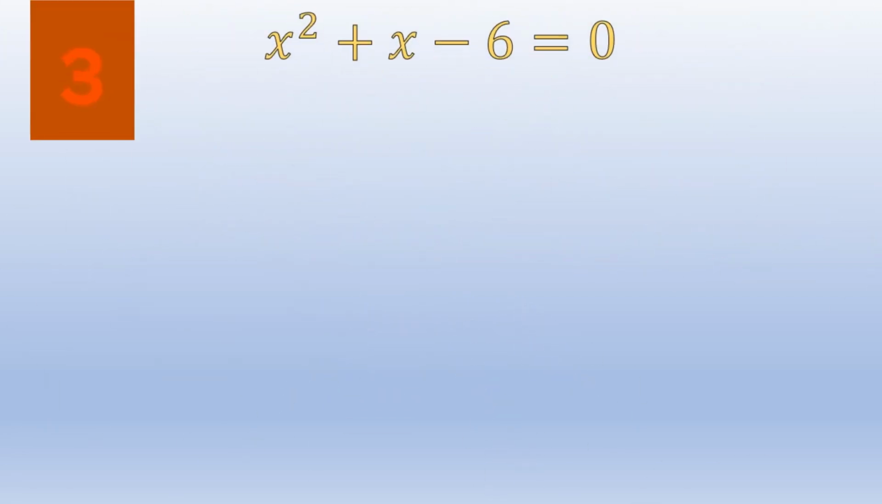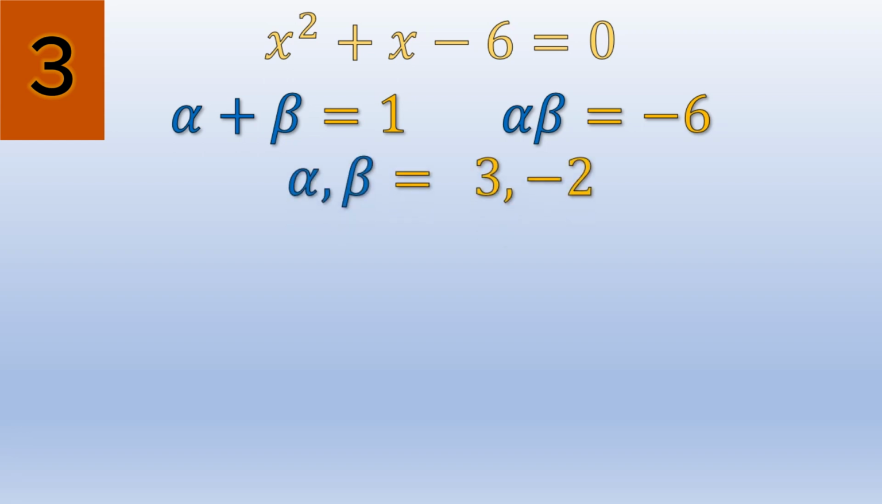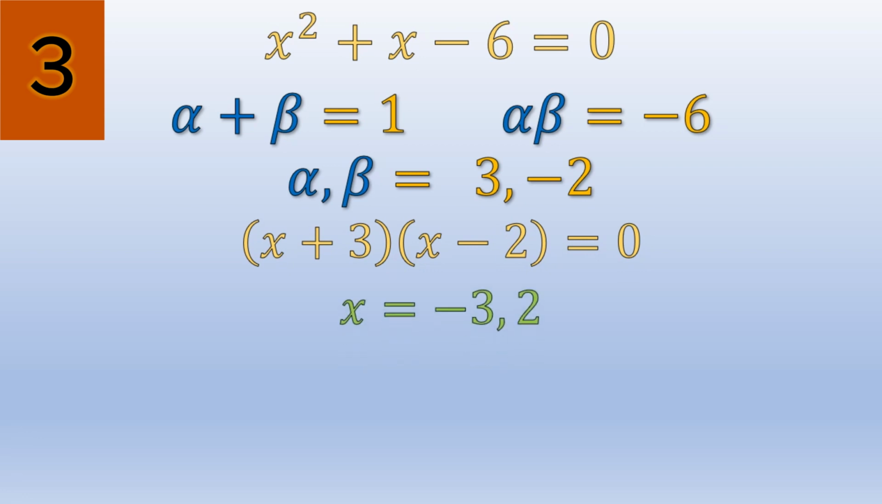Example 3. The coefficient of x is 1 and the constant number is minus 6. So the values of alpha and beta are 3 and minus 2. Fill them in the brackets and x equals minus 3 or 2.